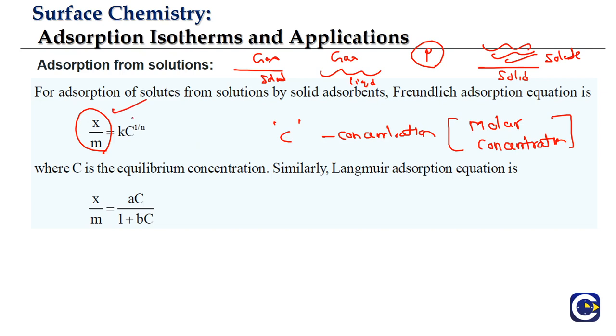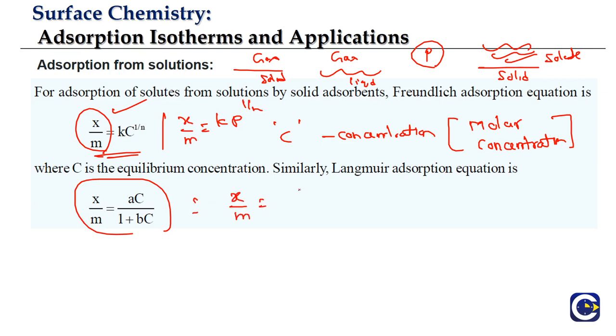So the Freundlich relation will be x by m is equal to k C power 1 by n, where C is the concentration. Remember, in the case of gas adsorption, we had x by m is equal to k into P power 1 by n. In the Langmuir adsorption isotherm, we have x by m is equal to AC by 1 plus BC, whereas for gases we had AP by 1 plus BP. So the expressions are similar, but wherever we have pressure for gases, for a solute we have the molar concentration. That is the difference between adsorption of a gas and adsorption of a solute from solutions.